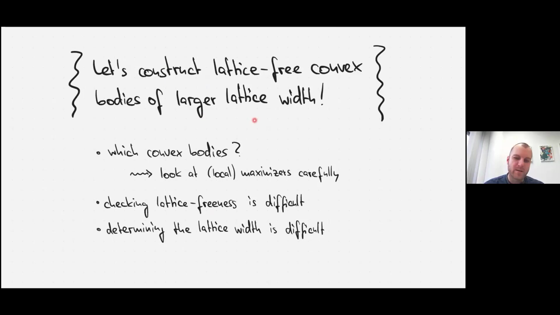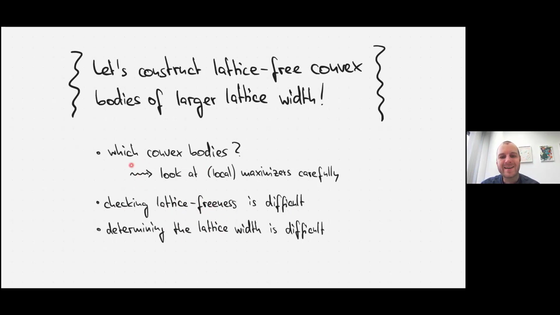So there are 3 main difficulties. First of all, what are good constructions? It's not that we have a candidate in mind. We don't know about a good candidate yet. Second, if I have a candidate, I want to prove that it's lattice-free. But usually this is a very difficult question. All the algorithms that Daniel was talking about today still have exponential running time. So this is a difficult problem. Also, once I have that body, I want to prove that its lattice width is a certain value. And also this is usually difficult.